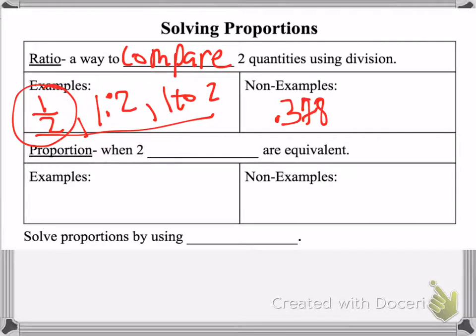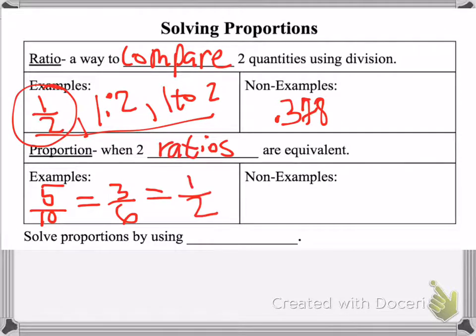A proportion is when you have two ratios that are equivalent. So for example, we could have 5/10 equals 3/6. That's an equivalent proportion, which is also equal to 1/2. So non-examples, just a ratio by itself.